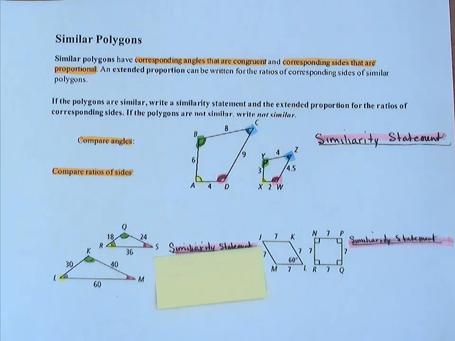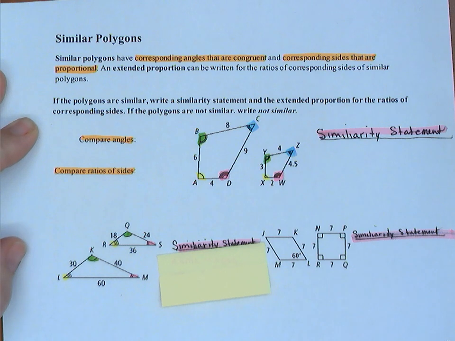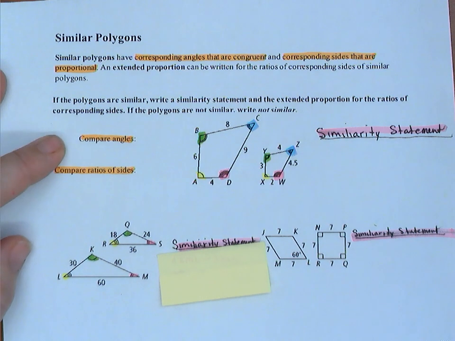An extended proportion can be written for the ratios of corresponding sides of similar polygons. That's the A colon B colon C kind of thing. So if the polygons are similar, for the problem right here, we're going to write a similarity statement and the extended proportion for the ratio of the corresponding sides. If the polygons are not similar, then we are going to write not similar. So the first thing that we have to look at is comparing the angles.